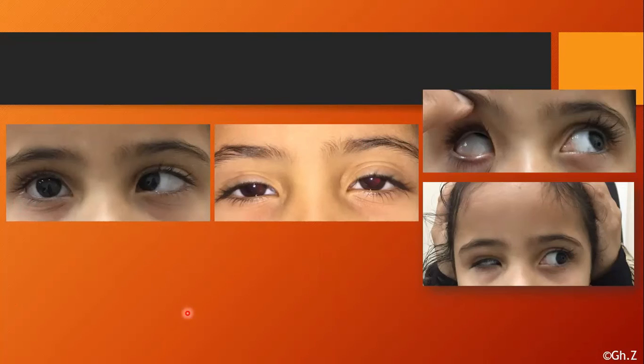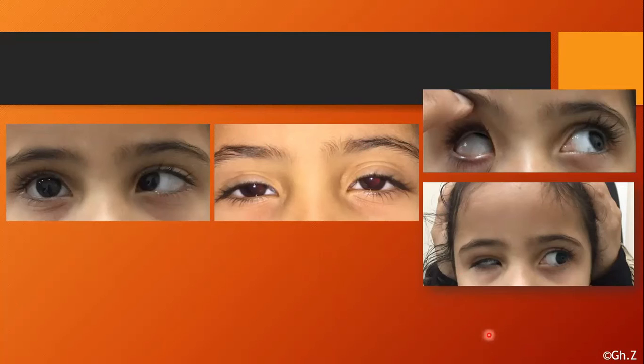I don't know the reference, but in most textbooks, in most references, the majority of Duane is unilateral. So the left eye here is normal actually. It is abducting nicely, and there is no change in the fissure between abduction and adduction, no significant change. So the left eye is okay.